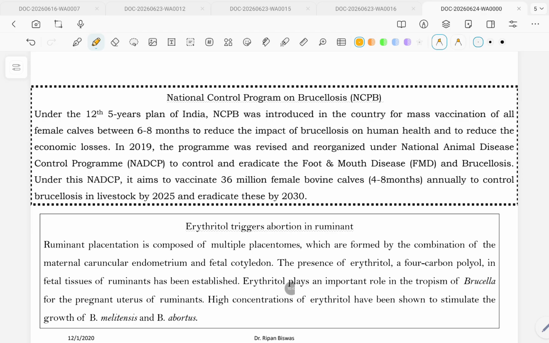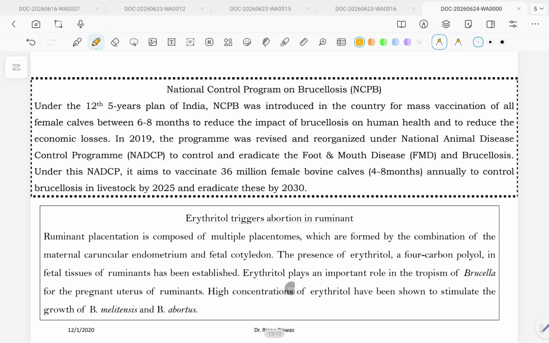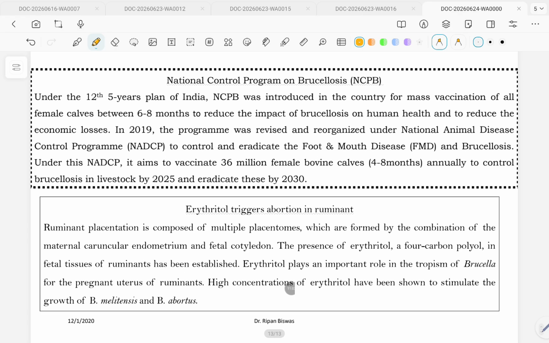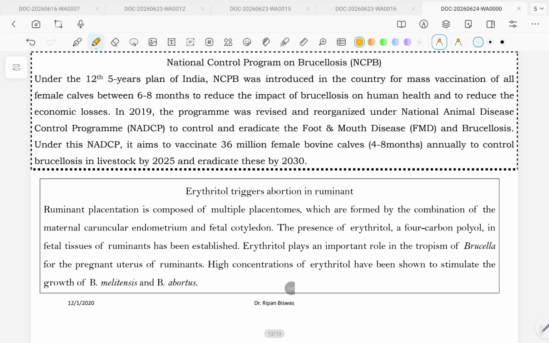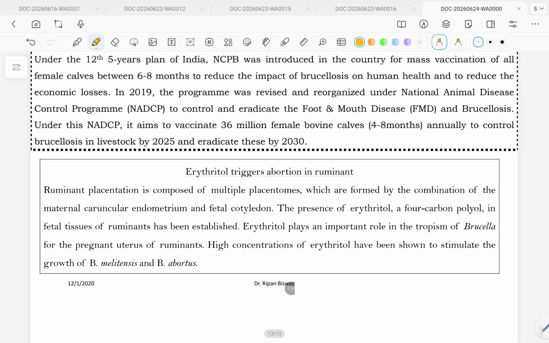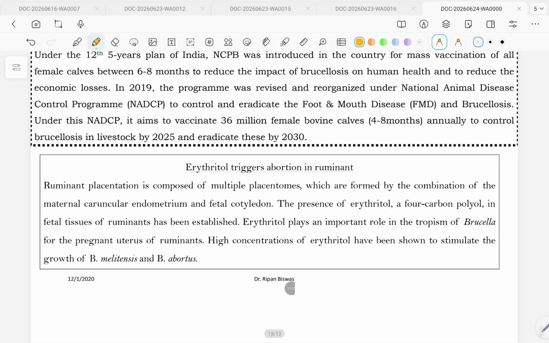In 2019, the program was redesigned and recognized under the National Animal Disease Control Program (NADCP) to control and eradicate foot and mouth disease (FMD) and brucellosis. Under the NADCP, it aimed to vaccinate 36 million female bovine calves at 8 months annually to control brucellosis in livestock by 2025 and eradicate it by 2030.